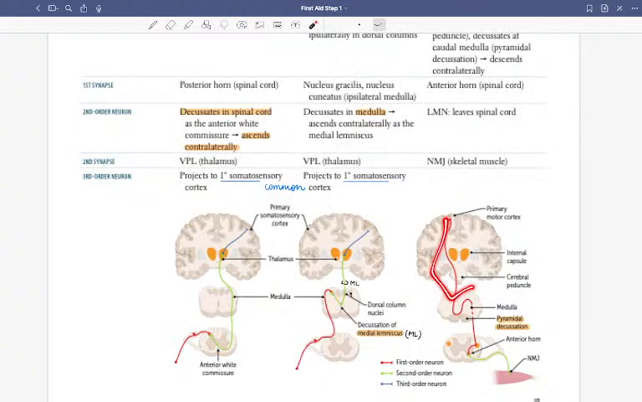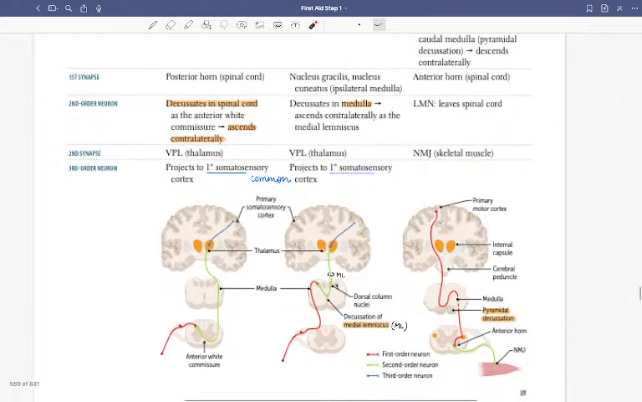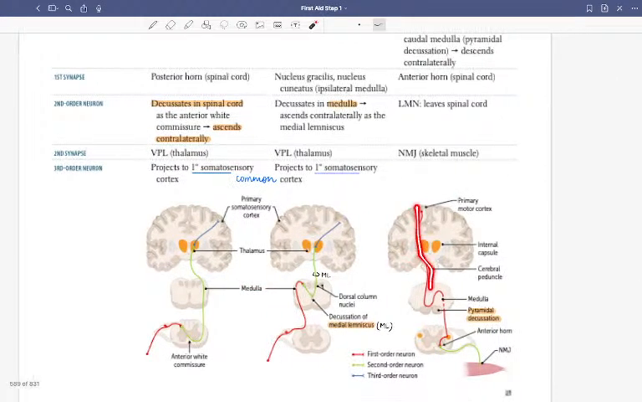Okay, this comes down like this. I was just going through the sensory pathway, so that's why I got mixed up. The first order neuron is coming down like this, from the medulla and directly coming to this. These are all the upper motor neurons.